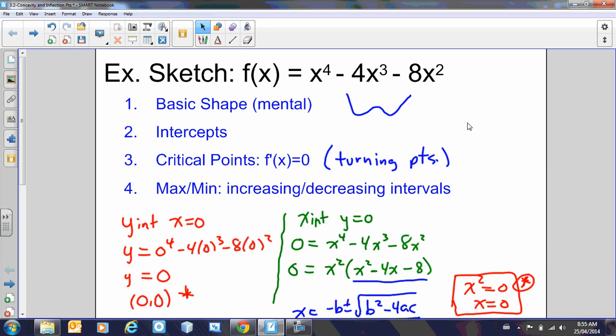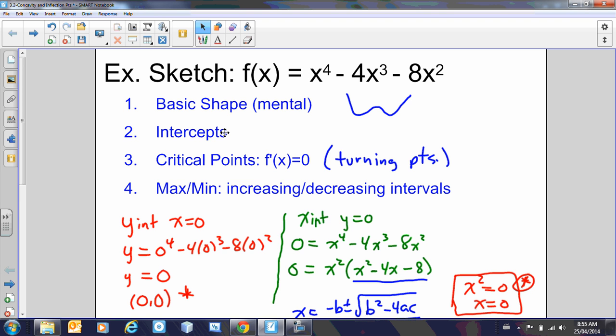Okay, so last day we started looking into incorporating calculus into our sketches. The question was sketch this graph, and we said these are sort of our basic steps up to this point. We have a mental picture of a quartic function. We always know it's got that W shape, if we remember the fact that it's positive, which means W as opposed to an M if it were negative.